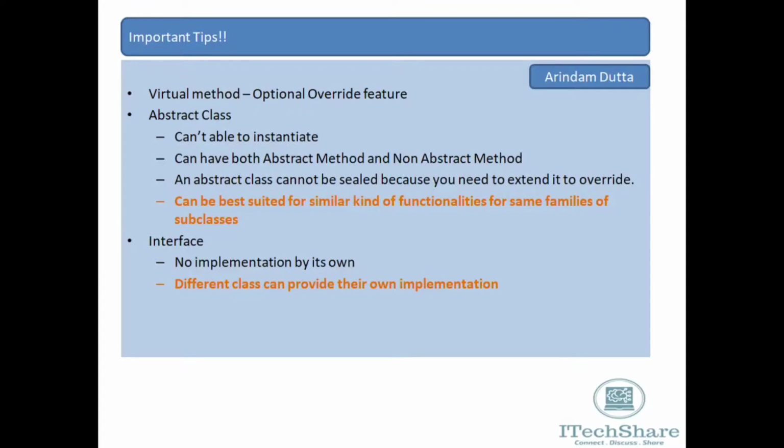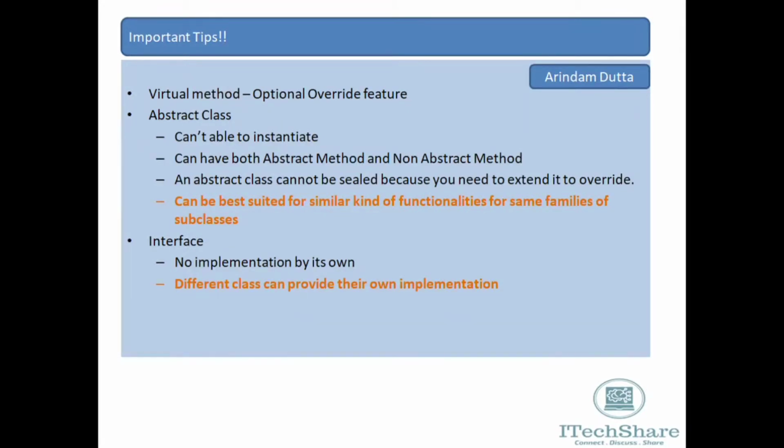So in the third point you can see that I have mentioned that an abstract class cannot be sealed because you need to extend it to override. The next point is that in an abstract class you can have both abstract methods and non-abstract methods. An abstract method means a method without any implementation in your base class, and a non-abstract method means that it will have the implementation and you need not override it.